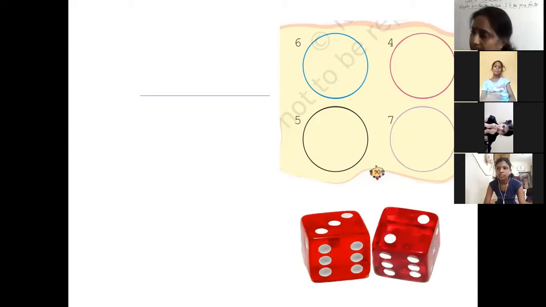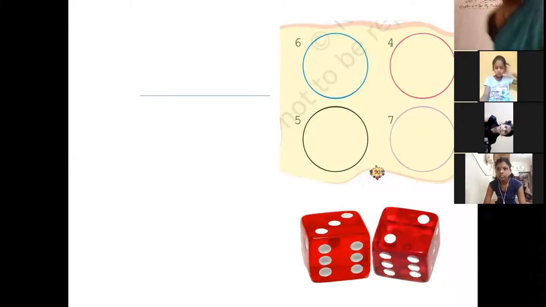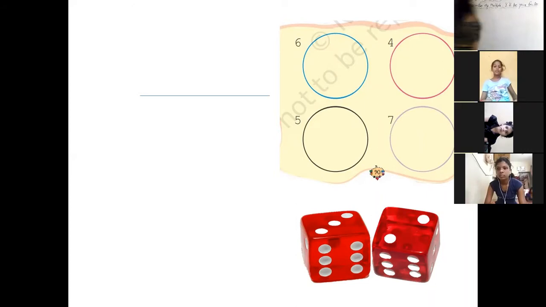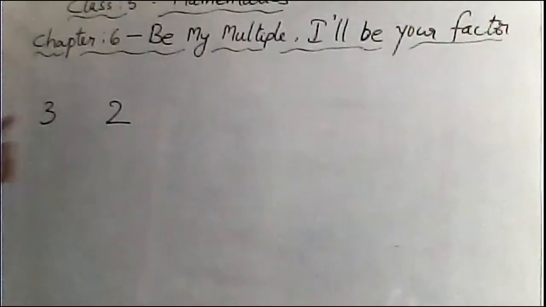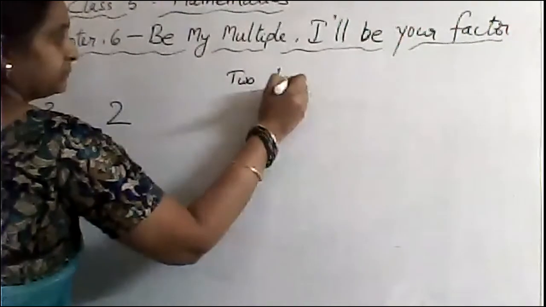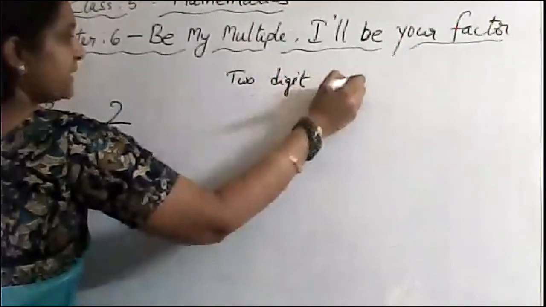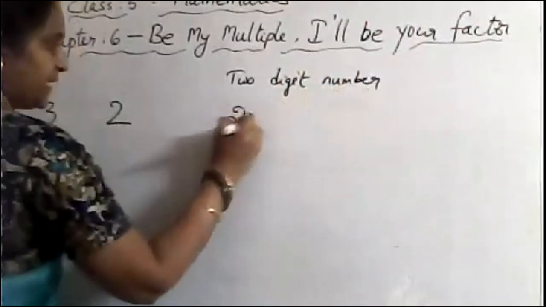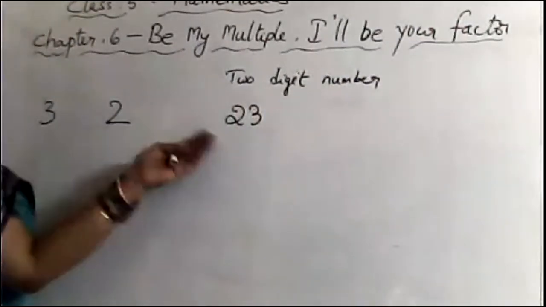Yes. So on the first die you have 3. On the second die you have 2. So on the first die the number is 3, on the second die the number is 2, isn't it? Now we have to make a two-digit number using these numbers. 23, ma'am. 23, very good.